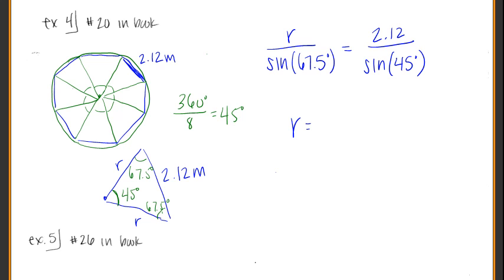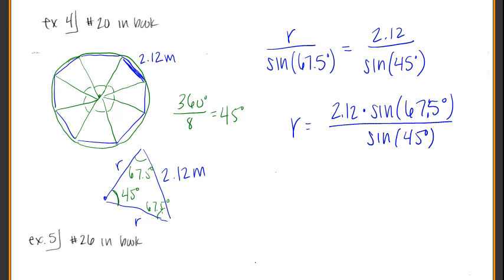So R is going to equal, by the time I get rid of the term in the bottom, 2.12 times the sine of 67.5 degrees, all divided by the sine of 45. We're finding a side of a triangle, so we're only going to get one potential answer here, and we'll get R by the time we plug this into the calculator.